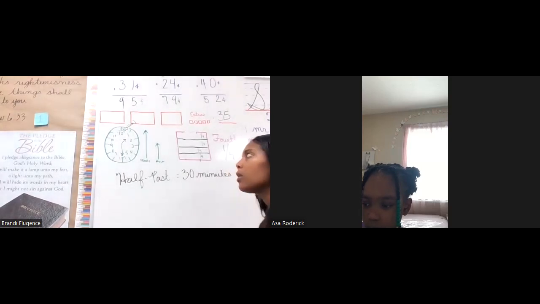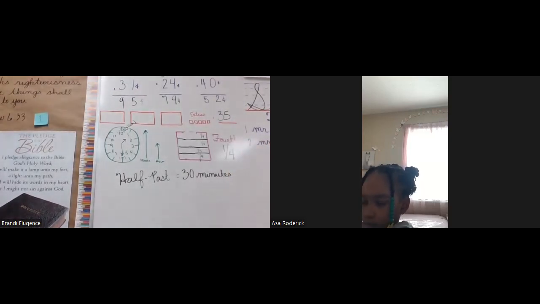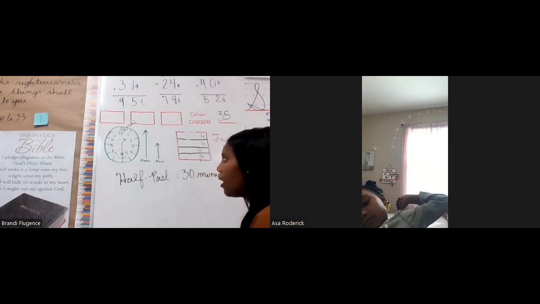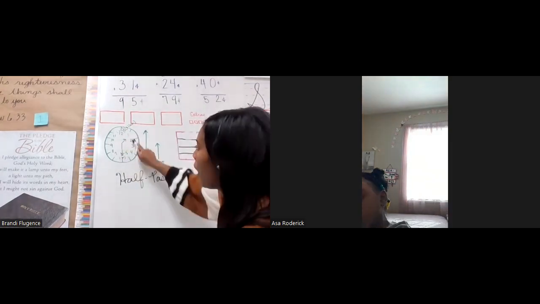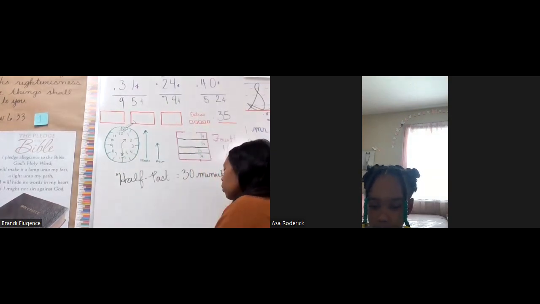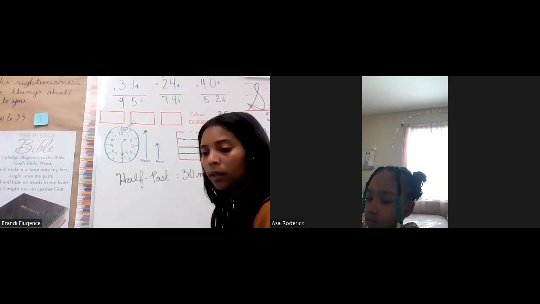Okay. So this is what it means when it says half past. It means 30 minutes into the hour. It's halfway there because all the way is 12. Halfway is 6. That's why the clock is split like that. We will see this in our book and we'll continue to practice how to tell time half past a certain hour. Okay. So that's it for math.